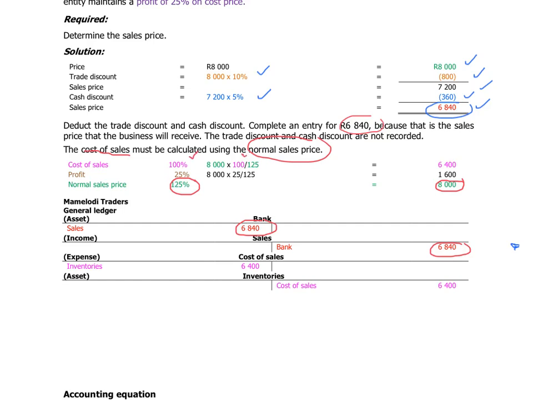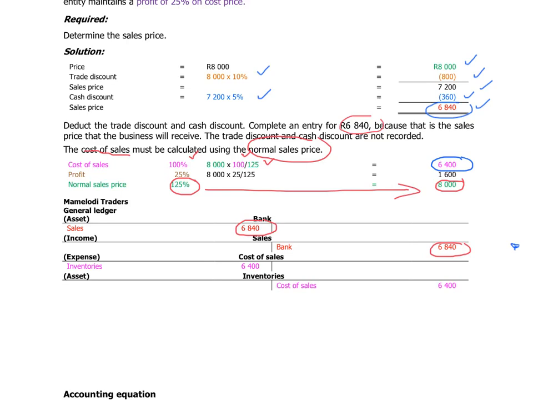So I will multiply it with 100 and divide it by the one that's known, and the one that was given to us was the normal sales price, so I will divide it by 125. And that calculation will determine what is the cost of sales figure. So the cost price of the goods when we purchased it was 6,400, and we sold those goods for 6,840.